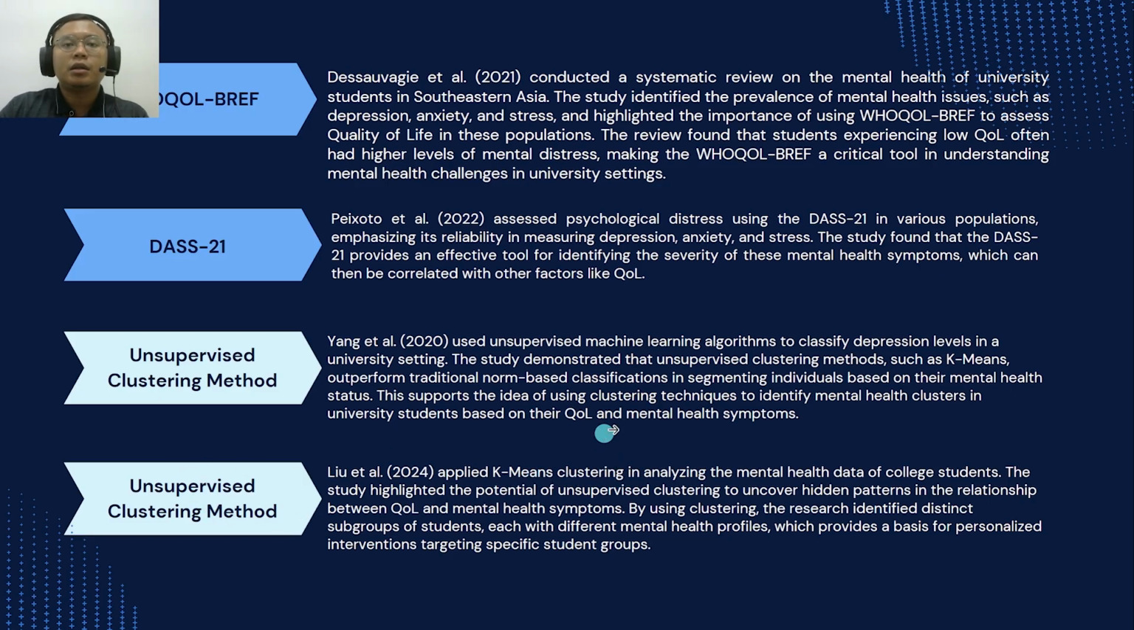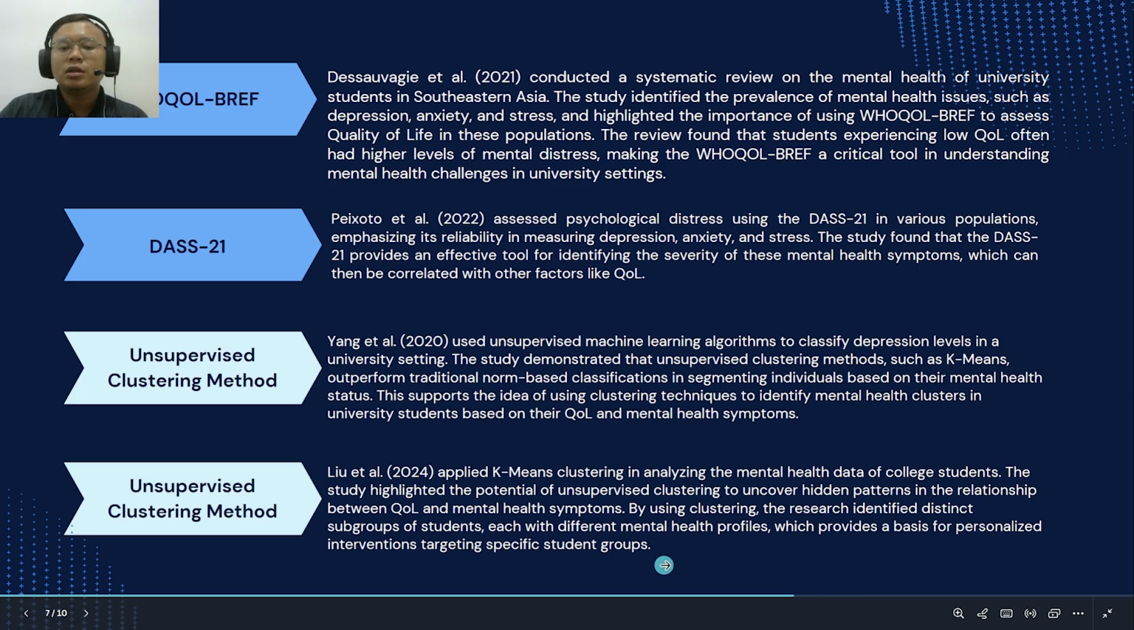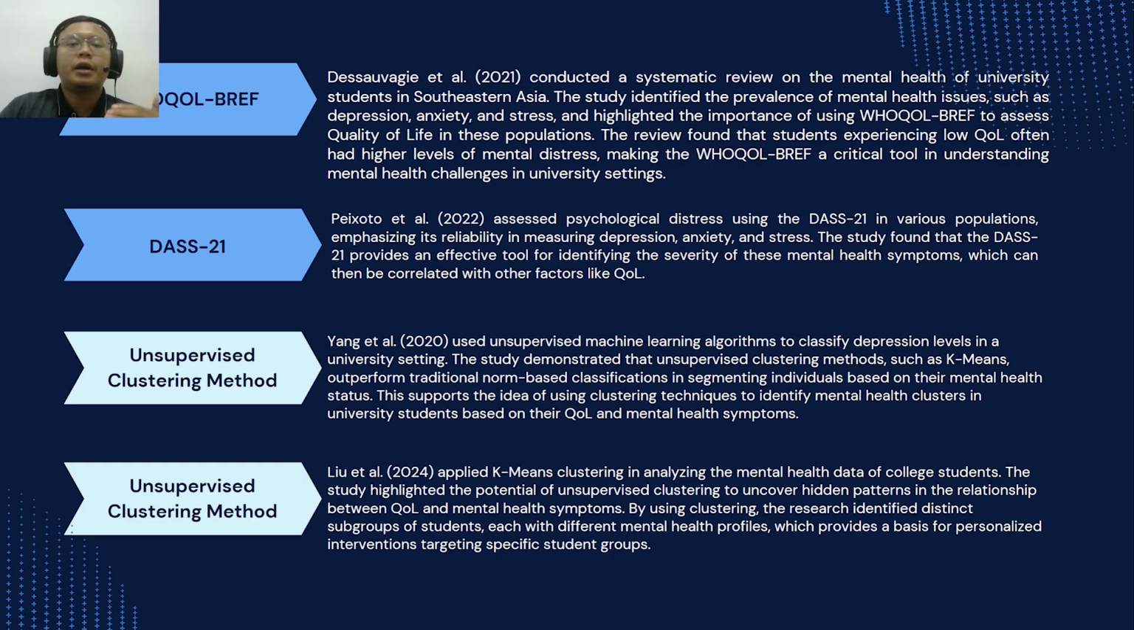In unsupervised clustering methods, there are many algorithms that we are able to use. For example, we have hierarchical clustering, dimensionality reduction clustering, and also K-means clustering. In this study, we are only focusing on K-means clustering in order to identify the hidden patterns that might be generated by the clusters from the mental health condition of the students. By identifying distinct subgroups of the students, it will provide a basis for personalized interventions targeting specific groups in a specific location, especially in this case the university students of IIUM.